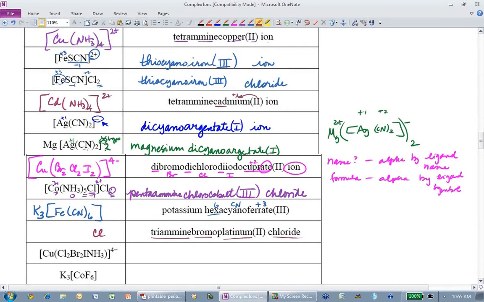Triamine bromo platinum. Okay, so bracket platinum. Amine bromo. So NH3, 3, Br. Okay. The platinum is a +2. The amines are all 0. I've got a -1 right there for that bromine. So doesn't this thing overall have a +1 charge? Which means I only need 1 Cl to make that work. So it's correct as written. As long as I take the charges back off.